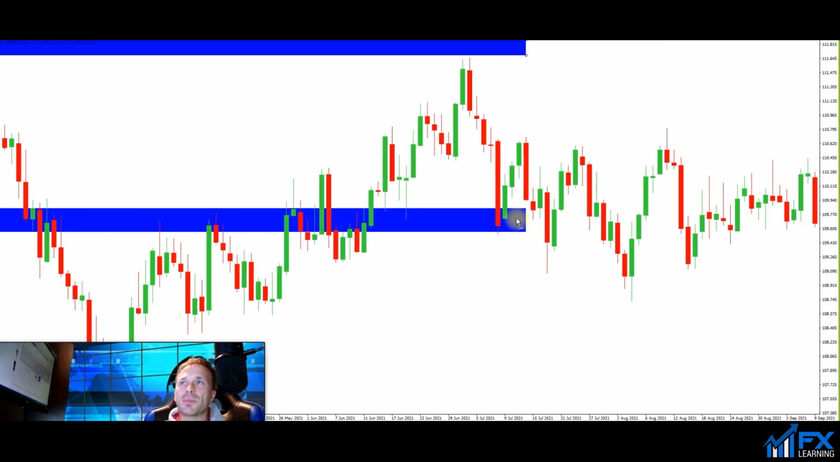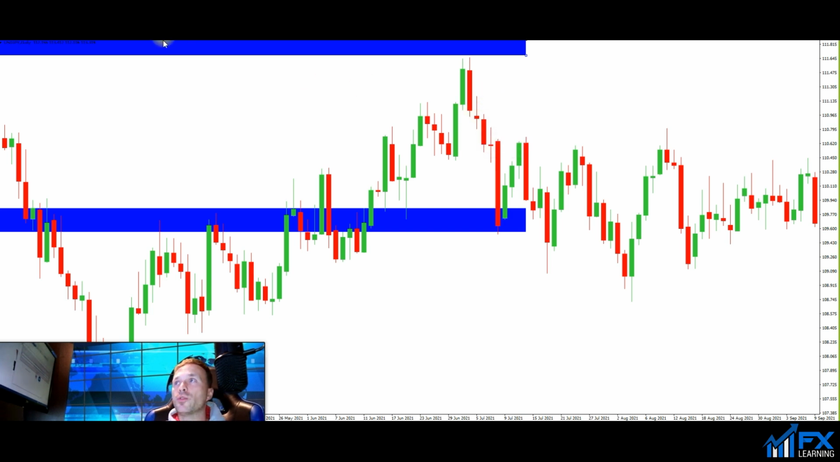Okay, now let's go back to this setup here. I want you to focus on this move here from the top of this resistance to the bottom of this support line. This move here is in fact a 206 pip move from the top of this resistance to the bottom of this support. Now this move here is in fact called a trend. It's in fact a downtrend.